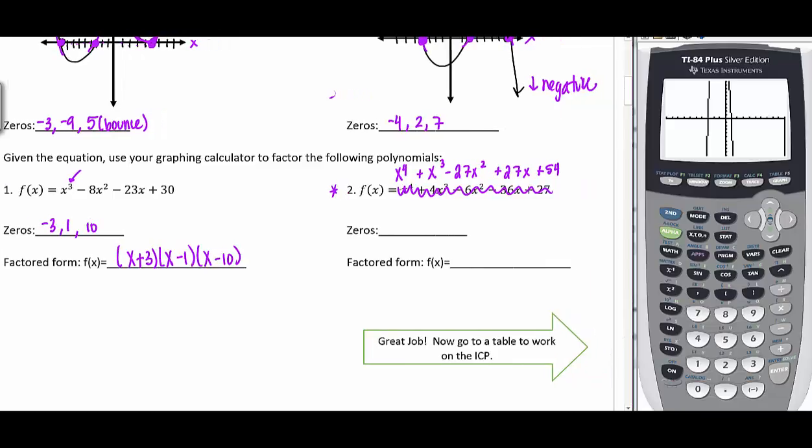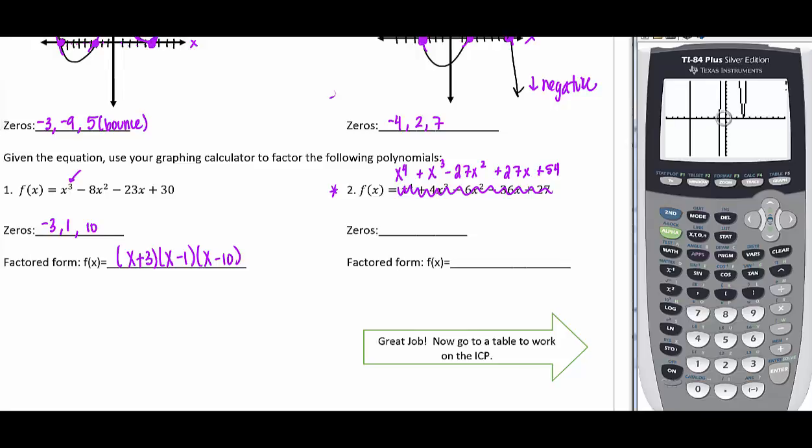So let's go to number 2, and I actually need you to cross out the problem you have on your notes and rewrite the one that I wrote above. So x to the 4th plus x to the 3rd minus 27x squared plus 27x plus 54. You're going to go back to y equals, press clear, and type in this one for number 2. We're going to go zoom 6, as we always do to look at our graph. We're going to identify the zeros.